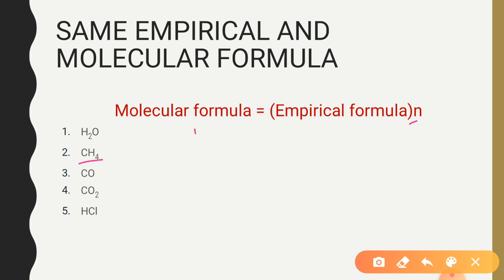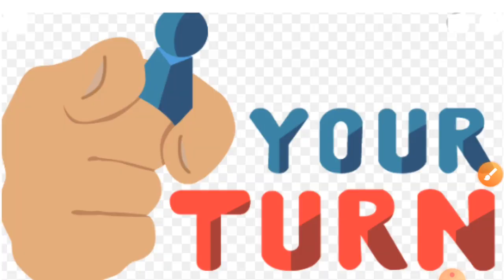Methane, CH4, again n is equal to 1. Carbon monoxide, n is equal to 1. Carbon dioxide, n is equal to 1. And hydrogen chloride is again n equal to 1. Now, it's your time. Your turn. Whatever you have learned in this lecture, you have to apply it to the question. Are you ready?